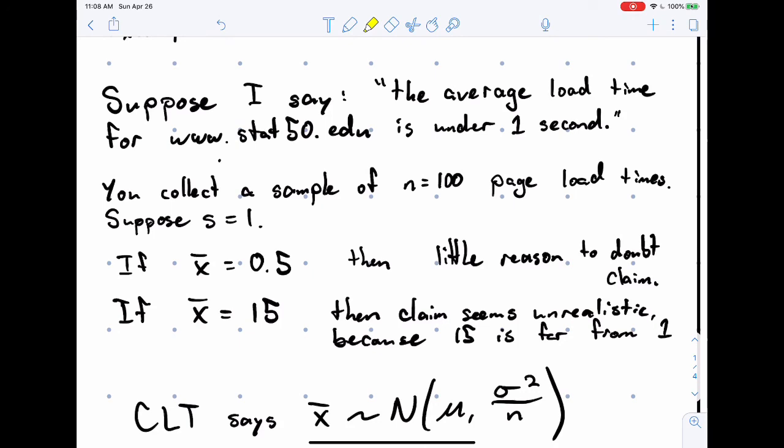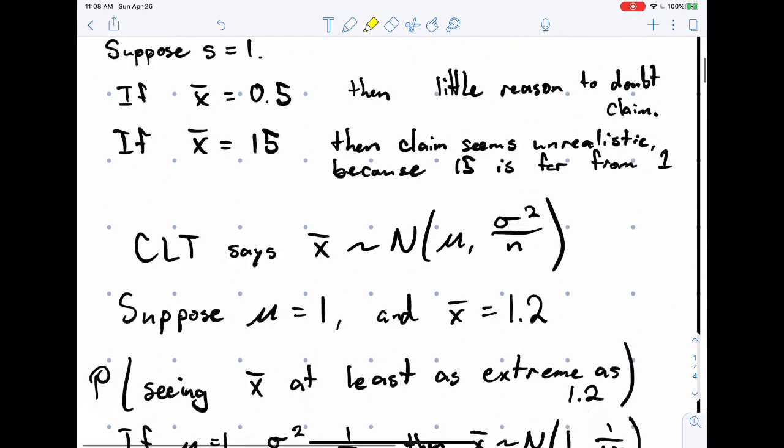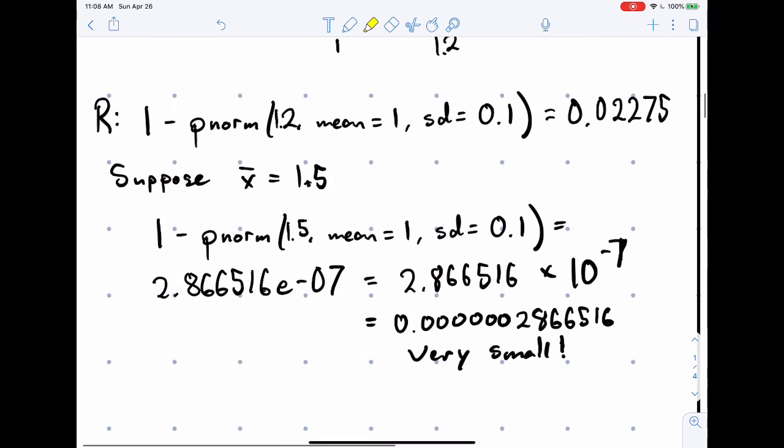If we plug in, for example, x bar equals 15, we'll get something that's much closer to 0. It's not exactly 0, but it's much closer to 0. So this is the general idea of hypothesis testing.